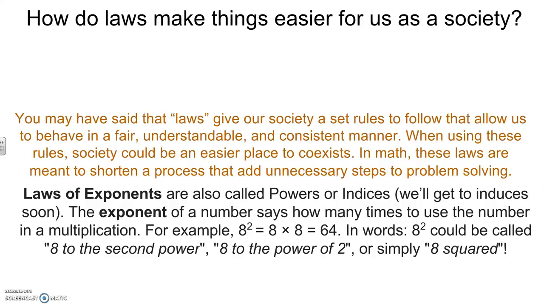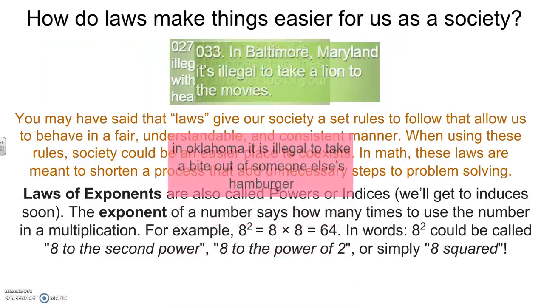In this lesson, we're going to introduce you to the laws of exponents, also called the power or indices. We'll get to indices pretty soon. An exponent of a number says how many times to use that number in multiplication. For example, 8 squared is equal to 8 times 8, which equals 64. So we could have 8 to the second power, or 8 to the power of 2, or simply 8 squared. So there's a lot of ways of looking at this as well.